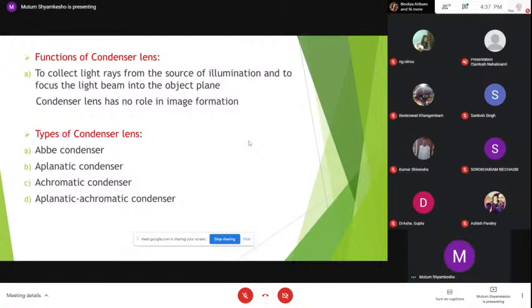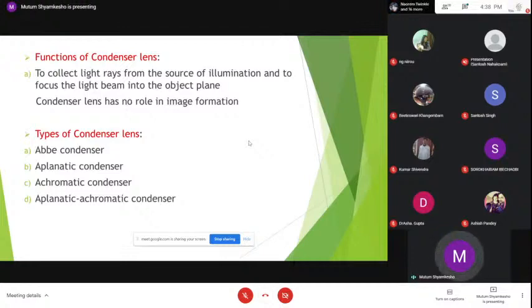Usually it has two lenses, and to give a higher value of numerical aperture, the Abbe condenser may be associated with more lens elements, that is, more than two lens elements. It may contain three lens elements to give a higher value of numerical aperture of the condenser.